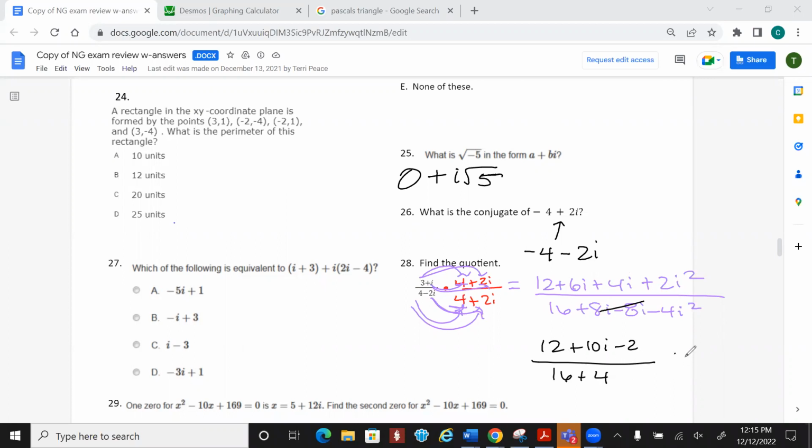When we simplify even more, we're going to get 10 plus 10i over 20. Everything out here is divisible by 10. So that's going to give us 1 plus 1i divided by 2. I'm so sorry, that's written down at the bottom.